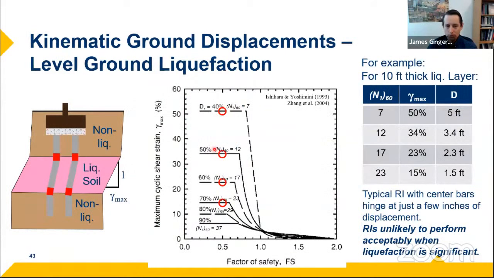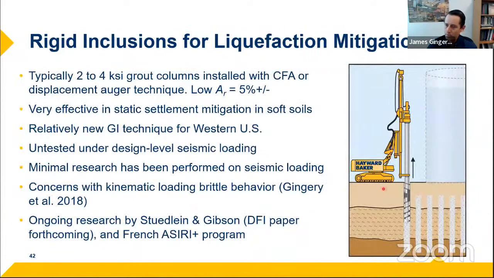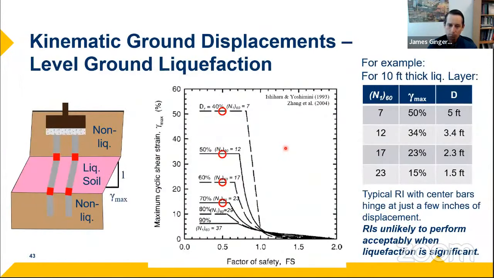I'm not going to really talk too much about rigid inclusions, just that there's some ongoing research underway to evaluate these things because they're relatively slender and brittle, and so their use for liquefaction mitigation is really questionable at this point, and further research is needed.